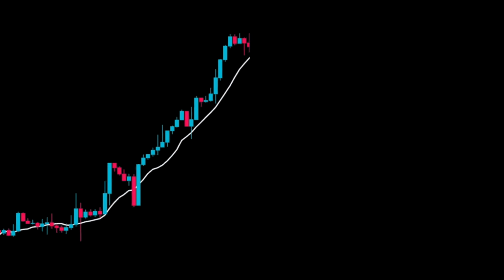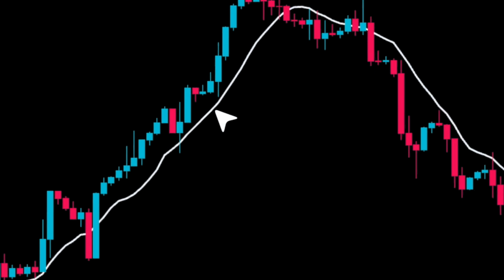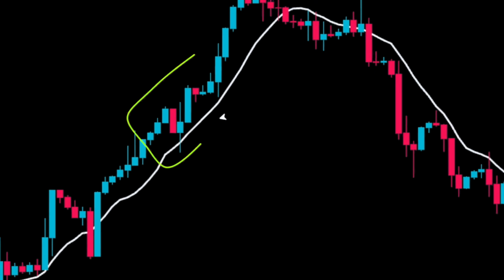That brings us to the end of today's lesson on how to use the moving average indicator effectively. We hope this guide has given you a clearer understanding of how moving averages work and how they can be incorporated into a structured trading strategy.